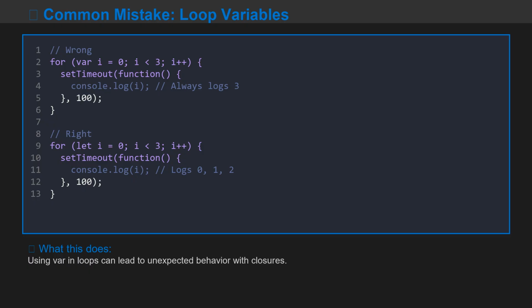Another common mistake is using var in loops. Because var is function scoped, all the setTimeout callbacks end up sharing the same variable. Using let instead creates a new lexical environment for each iteration, so each callback gets its own value of i.